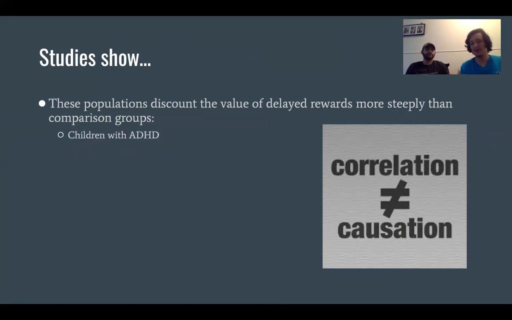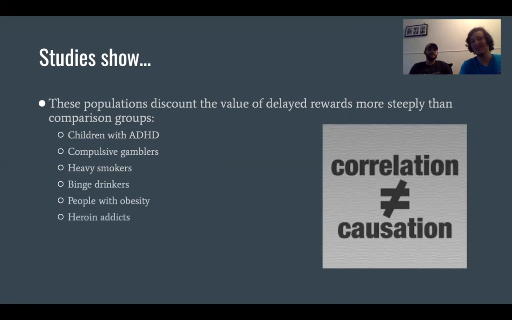The one I ran with Carlos where I asked them, how much money do you want to take after a delay? Children with attention deficit hyperactive disorder tend to discount way more heavily than anyone that is considered typically developing, right? Or the comparison populations. Compulsive gamblers tend to be way more impulsive. Heavy smokers, binge drinkers, people with obesity, heroin addicts, right? So these individuals, when put in that situation, tend to discount way more than people in comparison groups.